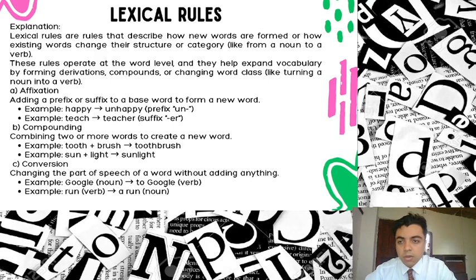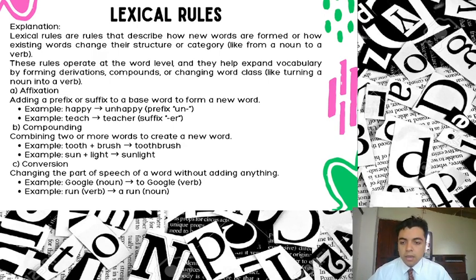Lexical rules. Explanation. Lexical rules are rules that describe how new words are formed or how existing words change their structure or category, like from a noun to a verb. These rules operate at the word level and help expand vocabulary by forming derivations, compounds, or changing word class, like turning a noun into a verb.